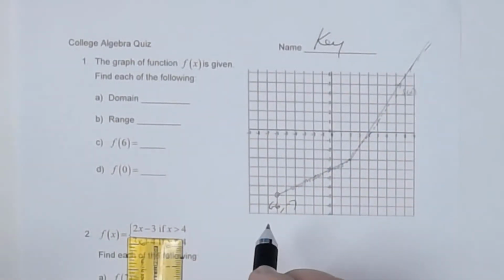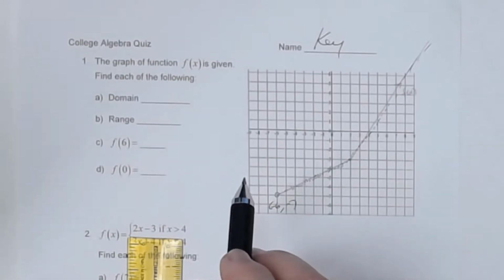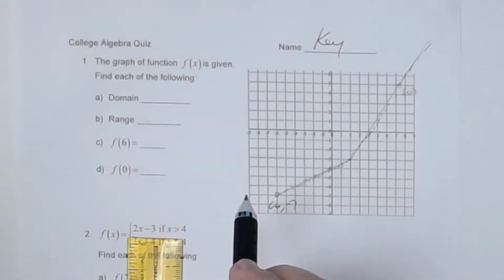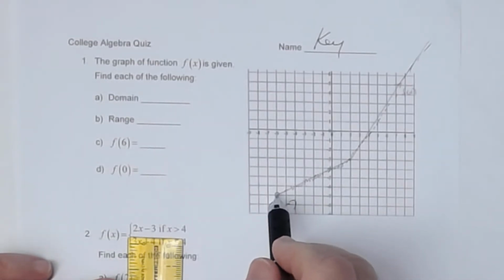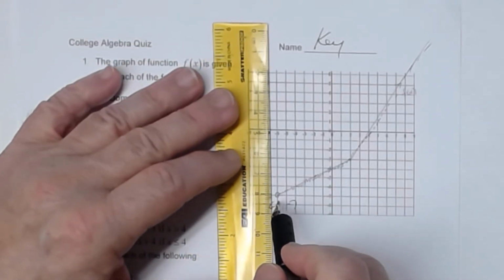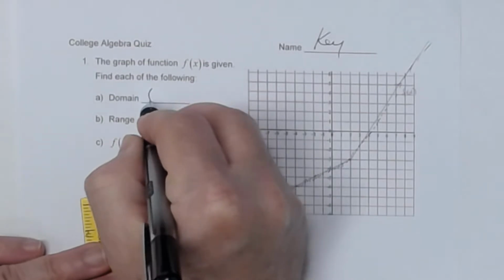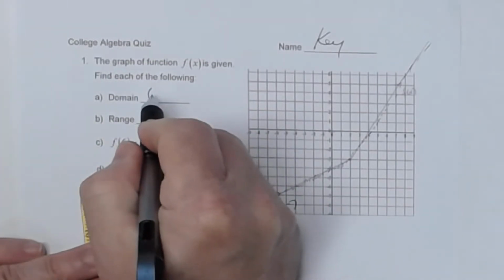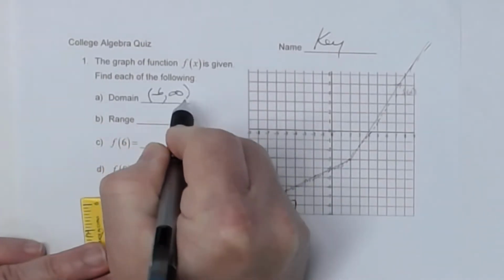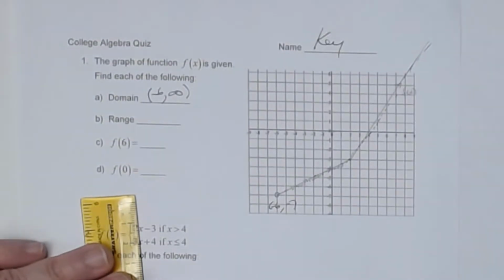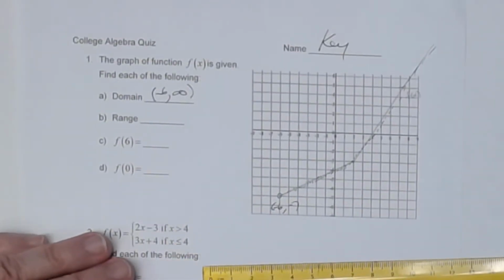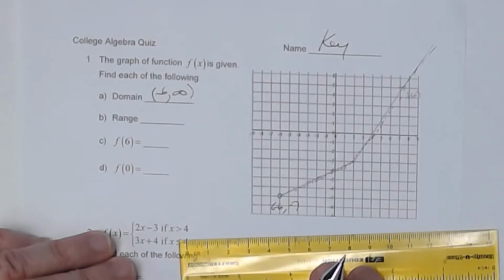Now, when talking about domain and range, remember we also discussed whether we need parentheses or brackets. The fact that this is an open circle, see, (-6, -7) is not a point of the graph, so I have to indicate that as an open circle here. So we're going to say -6 all the way to infinity. So that's your domain. The range is the set of y coordinates.